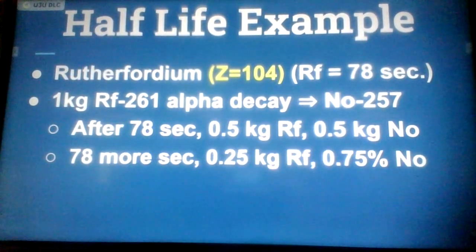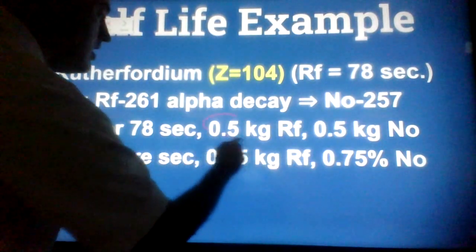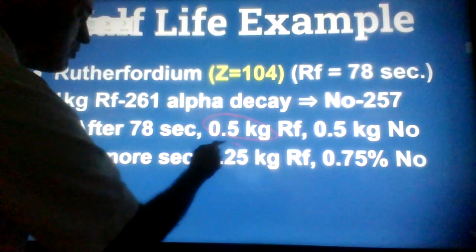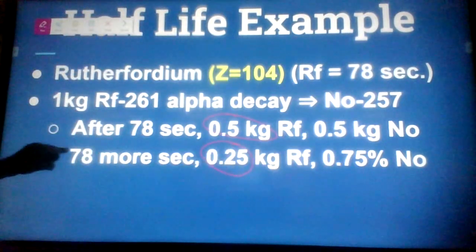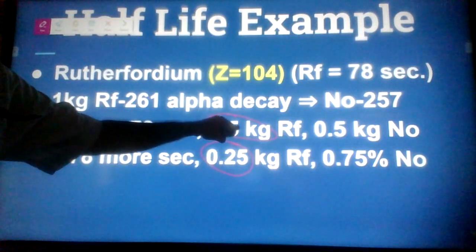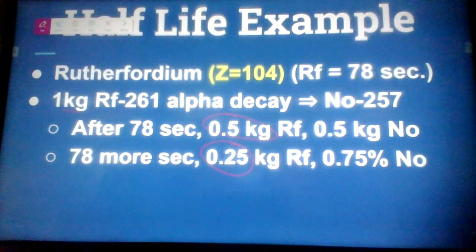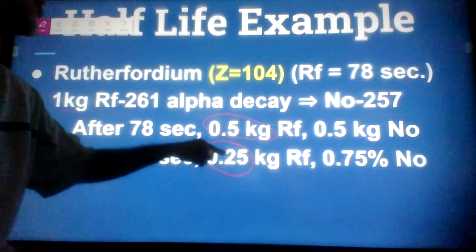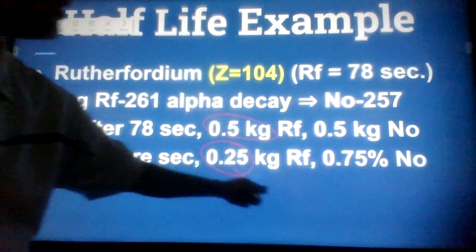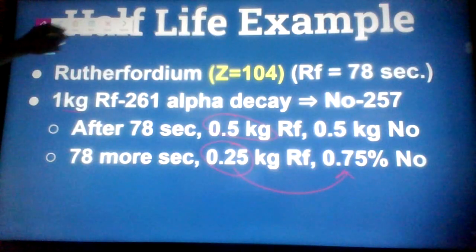Okay. What if we let 78 more seconds pass by? Now we're actually going to start with the half kilogram here. Well, what's half of half? Half of 0.5 is 0.25. So after a second 78 second period, we now have half of what we started with here, which means 1/4 of what we started with. Ain't it great? You'll see the equation and formula for it in just a tiny bit. But in this case, since 1/4 is still left as rutherfordium, that means 3/4 has now changed into nobelium. Okay, hopefully you can see that with the pink.